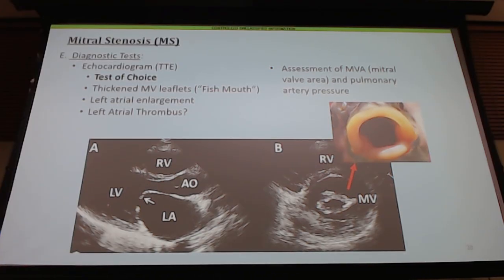And the classic finding on echo with mitral stenosis is going to be a fish mouth deformity. What it is, you can kind of see on this, is because of all that calcification that's building up in that valve, it's thickening the valves, which gives you the appearance of a fish mouth. Okay, so not a very creative way of how we came up with the fish mouth deformity, but it looks extremely similar, right?